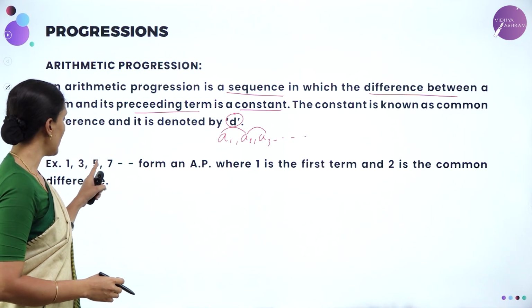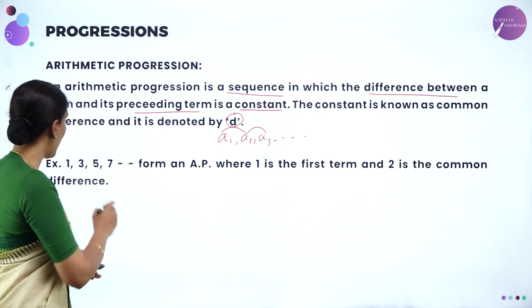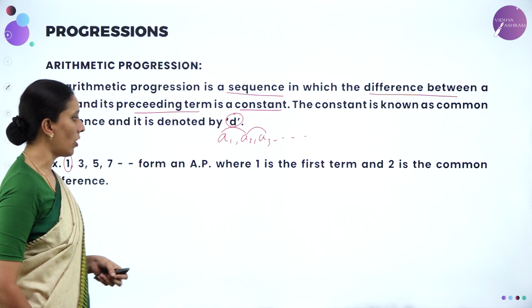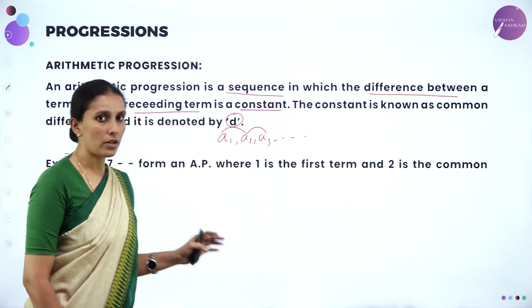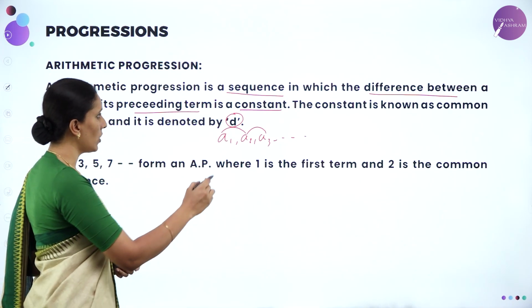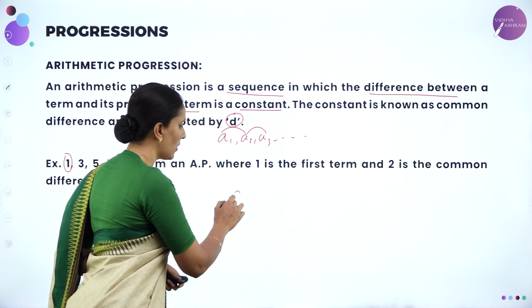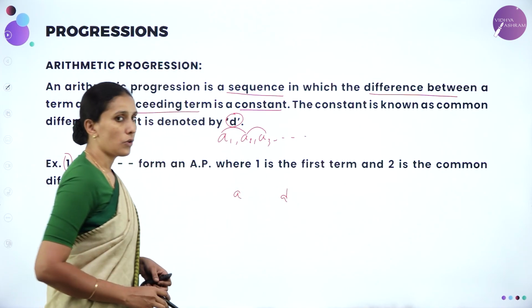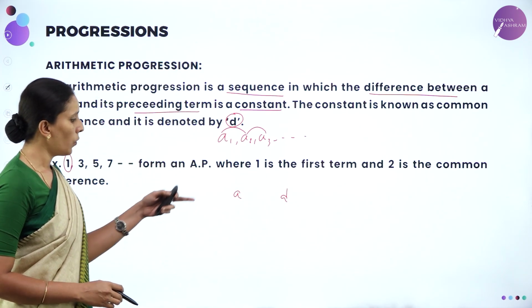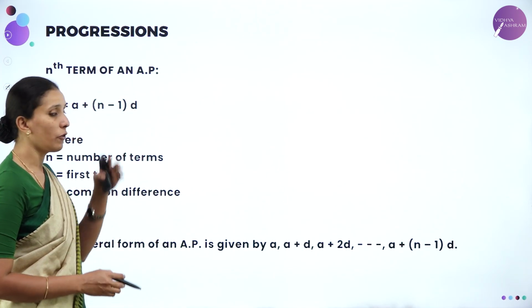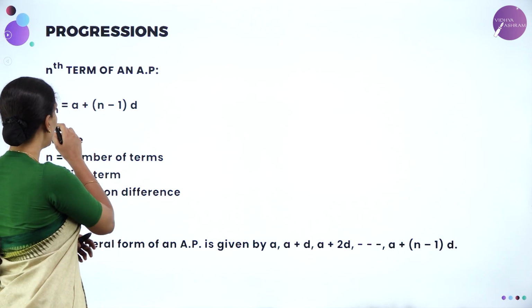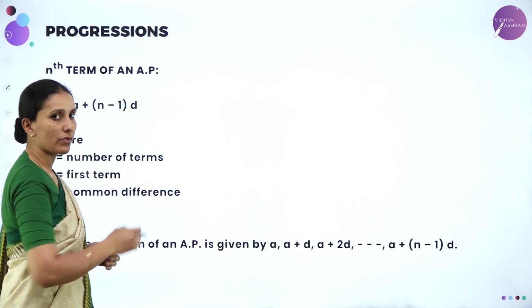We can clearly see there is a difference of 2 here, and the first term is always 1 here and 2 is the common difference here. Generally we denote the first term by A and the common difference by D. So using this series, we can write the nth term of an AP using the formula Tn is equal to A plus (n minus 1) into D.